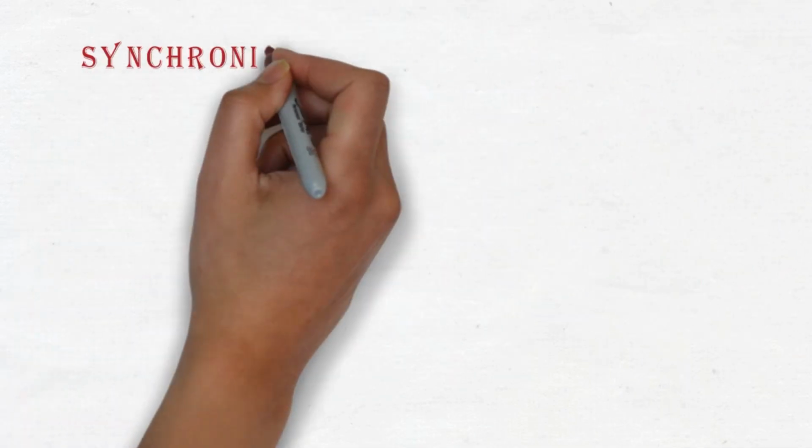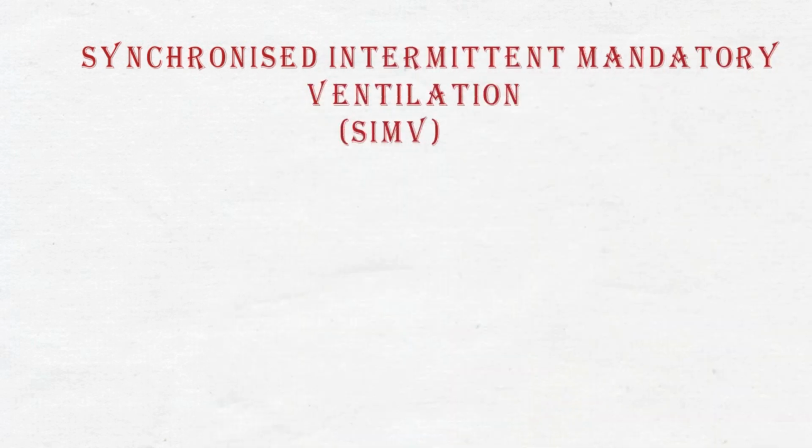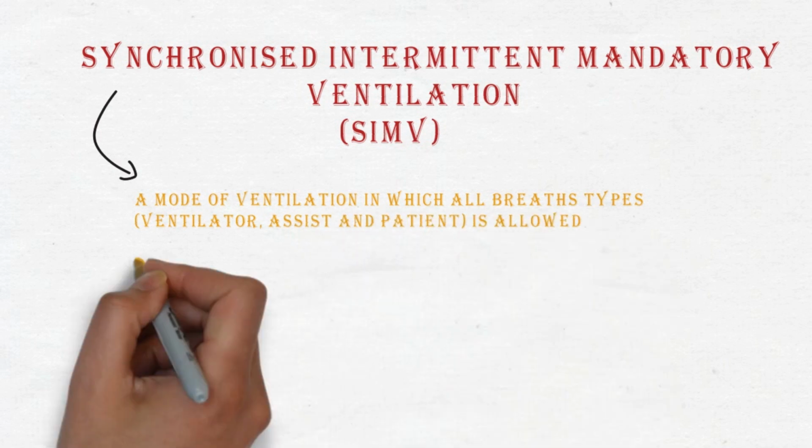Let us see the SIMV mode, volume and pressure, a mode of ventilation in which all breath types, ventilator, assisted and patient, are allowed. That is, the mandatory breaths are synchronized with the patient's effort.